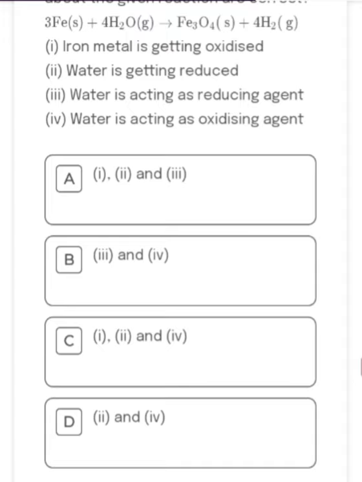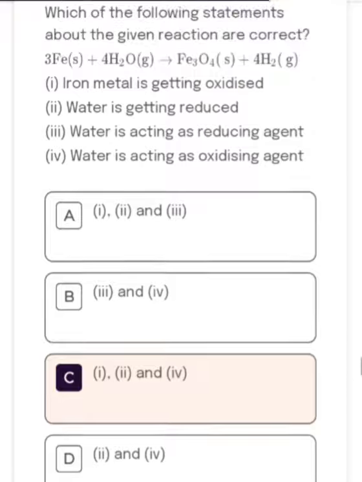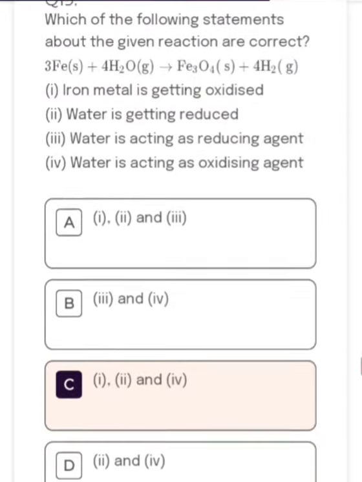So the correct option is option C. Option 1, iron metal is getting oxidized, option 2, water is getting reduced, and option 4, water is acting as an oxidizing agent. All these points are correct. So our correct option is option C.